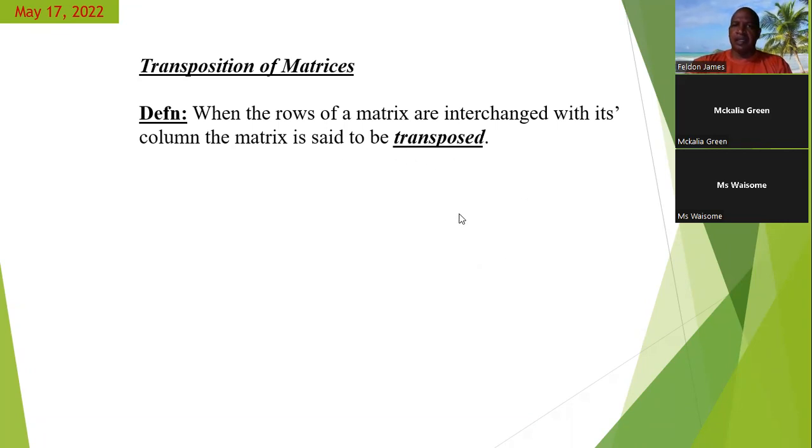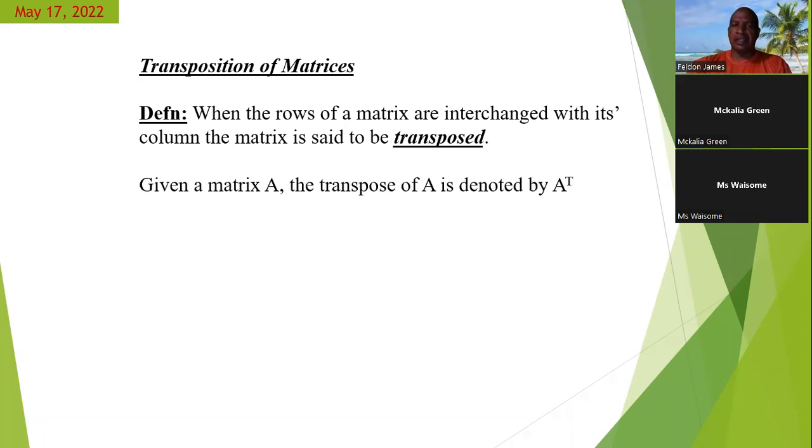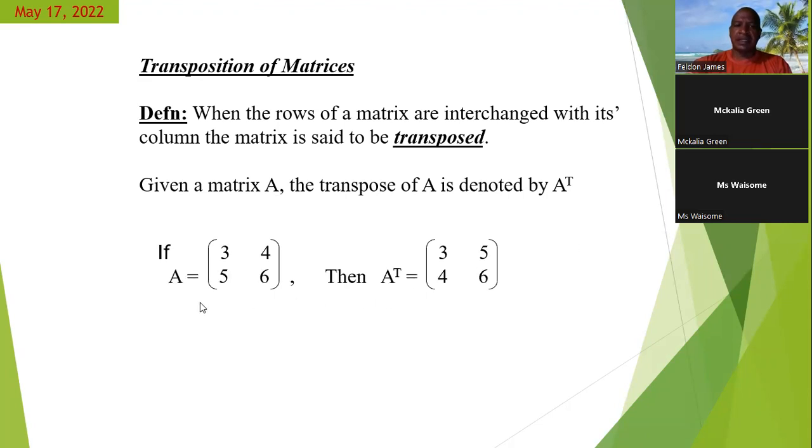Whatever the matrix has as rows, you're simply going to turn them into columns. The symbol we use to denote transpose: if we have the matrix A, then A transpose is written with A to the capital T. When you see this symbol, it means the transpose of the matrix A. Let's say we have A being the matrix 3, 4, 5, 6.